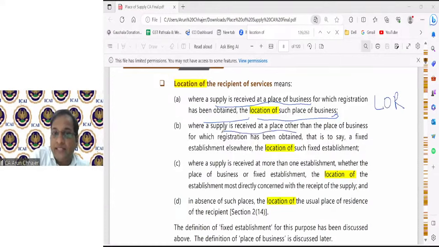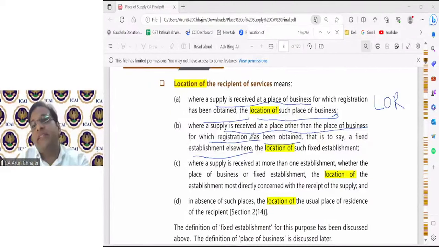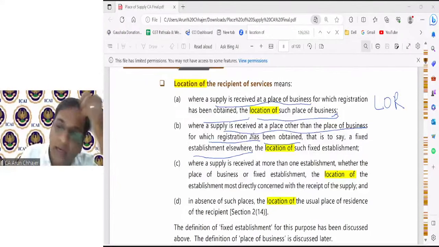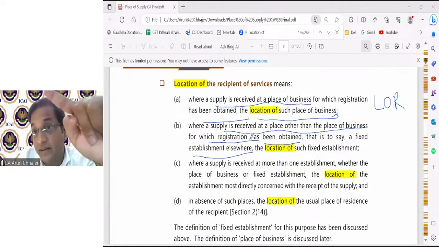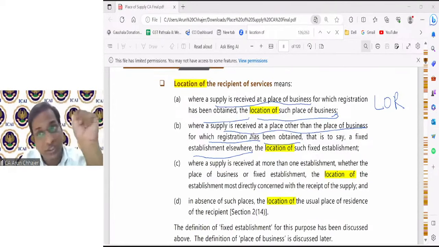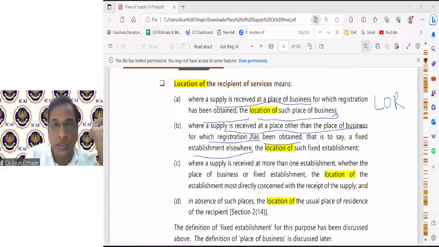Where the supply is received at a place other than the place of business for which registration has been obtained. Now I am receiving the service at a fixed establishment elsewhere. So let's say I am registered in Delhi, but I am receiving the service in Rajasthan, where there is a fixed establishment. So the location of recipient would be Rajasthan, where the fixed establishment is. In my question, it is not the fixed establishment question.